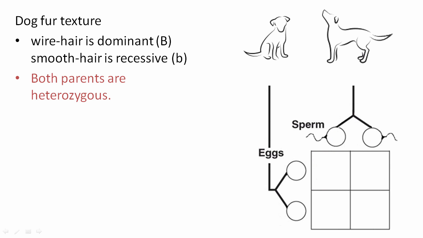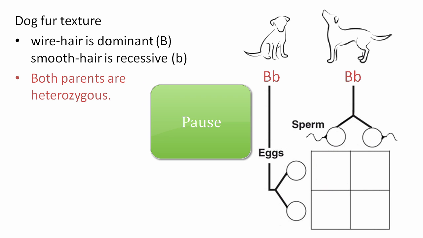Okay, let's try another example. We're still working with the fur texture gene for dogs, and we're still looking at two possibilities. There's the dominant wire hair and this recessive smooth hair, but this time both parents are heterozygous. Hetero means that they have different alleles combined. So each one is big B, little b. So when you combine those together, what do you think will happen? Go ahead, finish off the rest of this diagram, complete the Punnett square, and try to determine what the genotype and phenotype ratios are. So go ahead and pause the video and complete this.